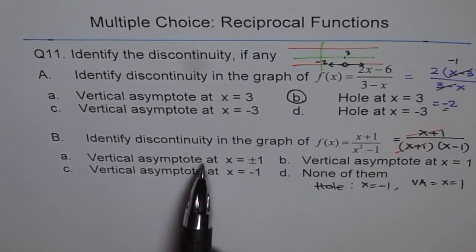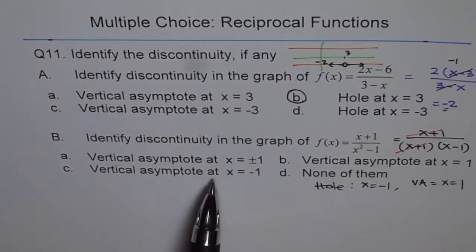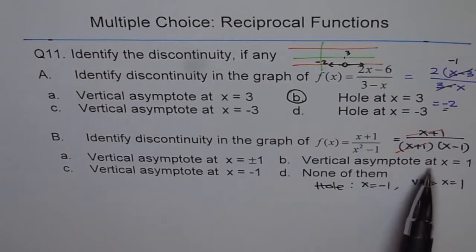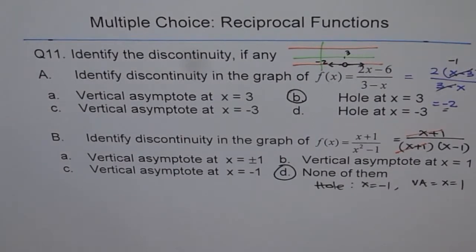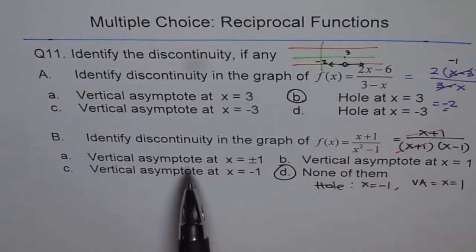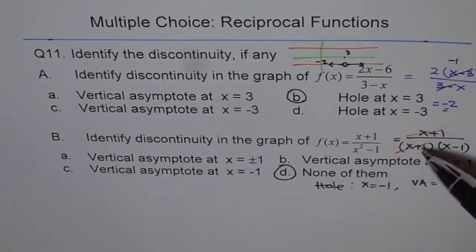Vertical asymptote without a hole, it will not work. Vertical asymptote at x equals 1, and none of them. So the choice is none of them, because they haven't really mentioned the hole at all. And they have written vertical asymptote at x equals plus minus 1. Well, this is not a vertical asymptote. Since we have a common factor in the numerator and denominator, we have a hole at x equals minus 1, not a vertical asymptote, correct? So the choice is none of them. Thank you.